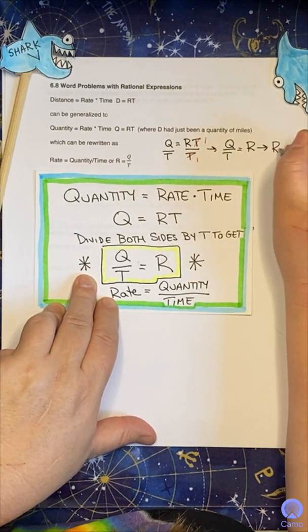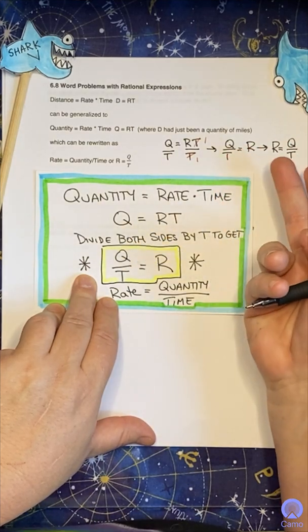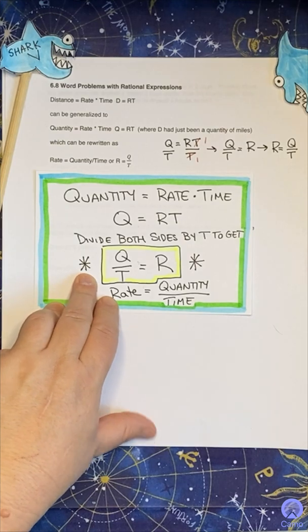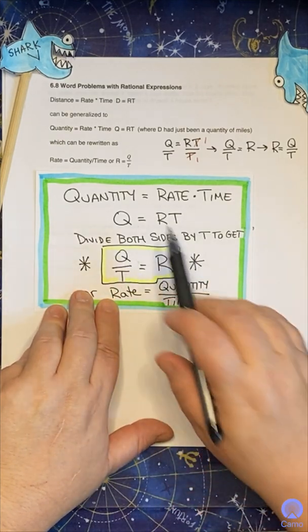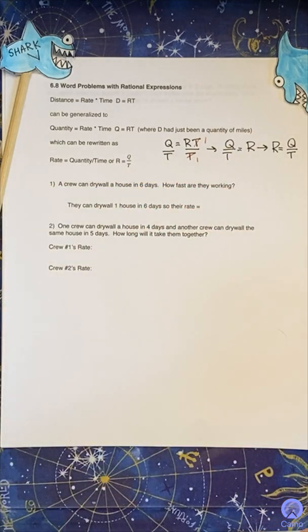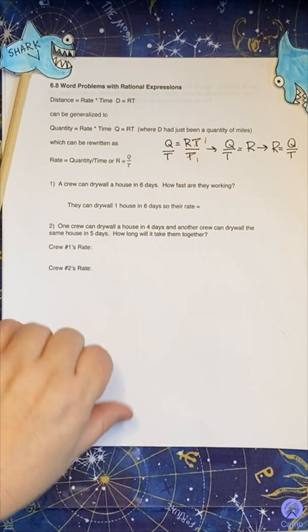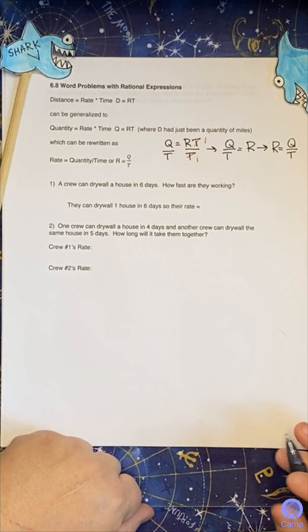And then I'm going to rewrite this equation. I'm going to flip it around, and write it as R equals Q over T: rate equals quantity over time. That's going to be the magic equation. Next question, how the heck do you recognize that we're in this land?